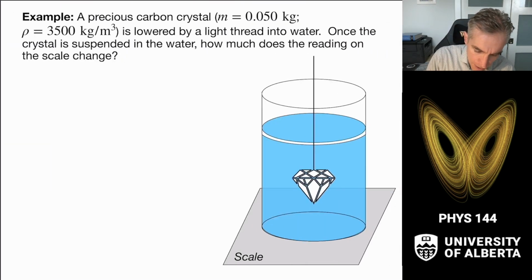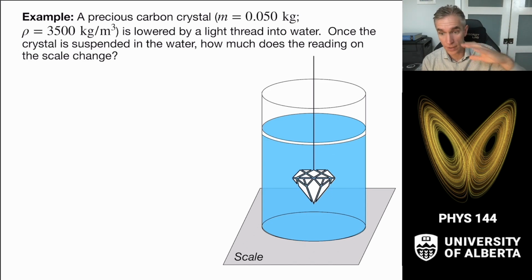Okay. What I'd like to know now is what will happen to the reading on the scale. So let's say I have some volume of water in there. I'm not going to tell you what it is. I want to know how much it changes by when I dunk my diamond into the water. Will it change at all? What is overall the net value?